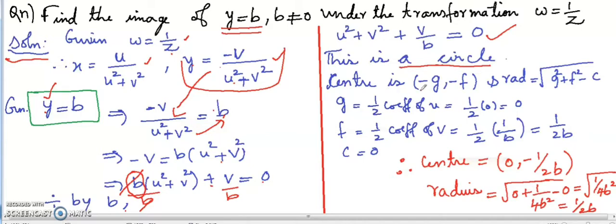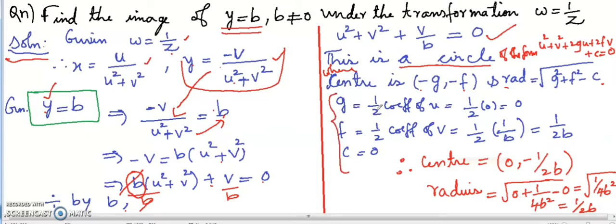Center is minus G comma minus F and radius is given by root of G square plus F square minus C. So this is a circle of the form U square plus V square plus 2GU plus 2FV plus C is equal to 0. This is a circle of this form where center is minus G comma minus F and radius is given by this equation. Now let us find G, F and C.